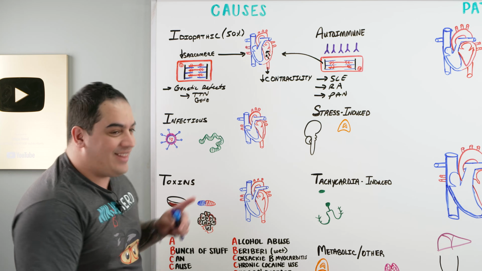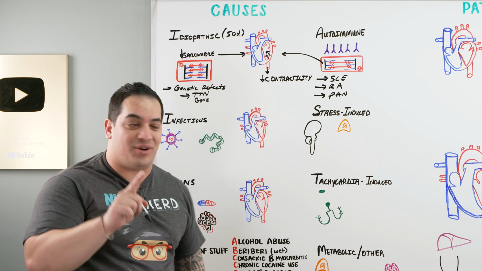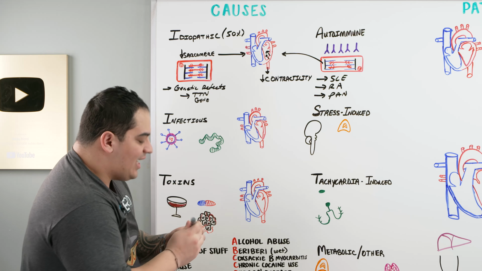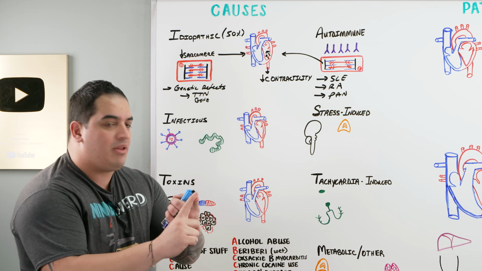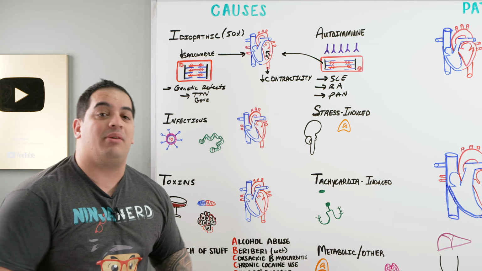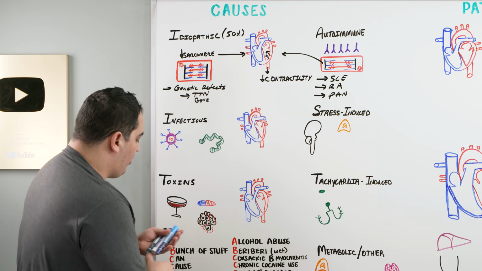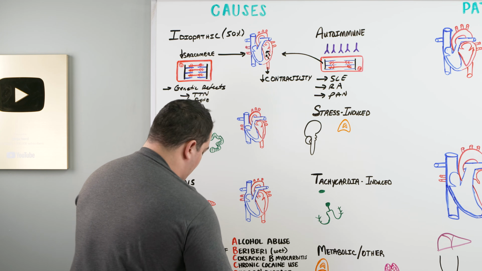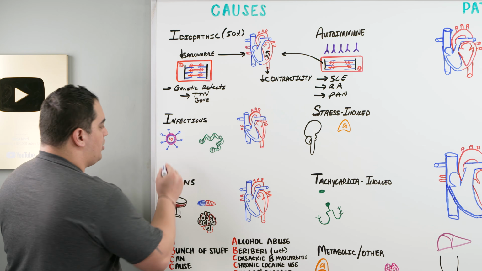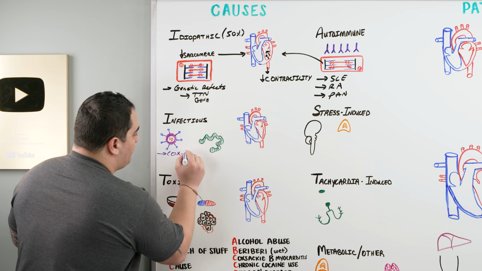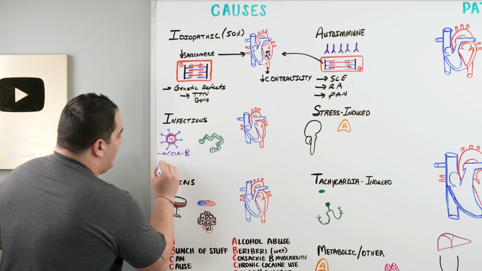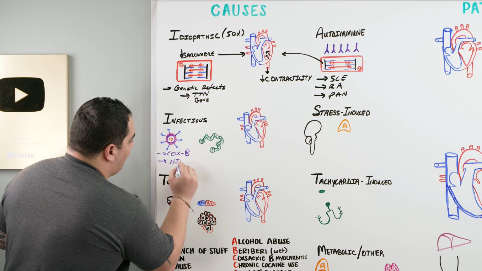Second one. Now, this is the one that I actually do want you to remember for your exams. Infectious etiologies, particularly viral, is also a very common cause. So if you had to remember the first one, it's idiopathic. Second one, it would be viral. And what I mean by viral is there's a couple different types of viruses, but the two big ones that I really want you to remember here are the Coxsackie B virus, and the other one is HIV.